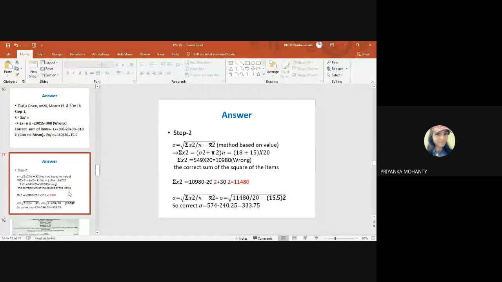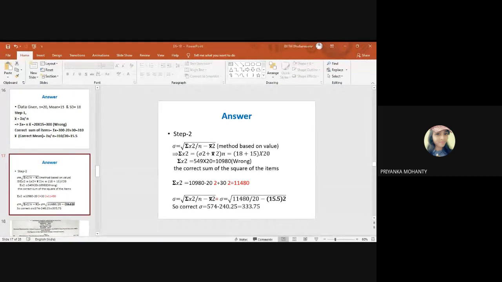After that, we proceed to calculate the correct standard deviation, that equals the square root of summation of x square divided by n minus mean square. Here, in case of x square, we take the correct mean, that is 15.5. If you simplify this one, 574 minus 240.25 equals 330.75. Correct this one?